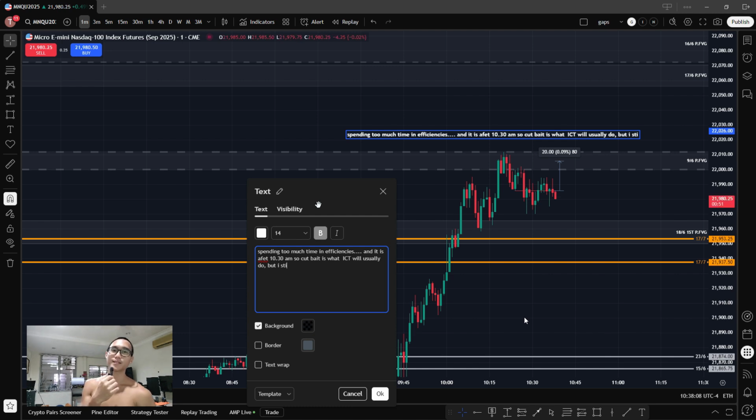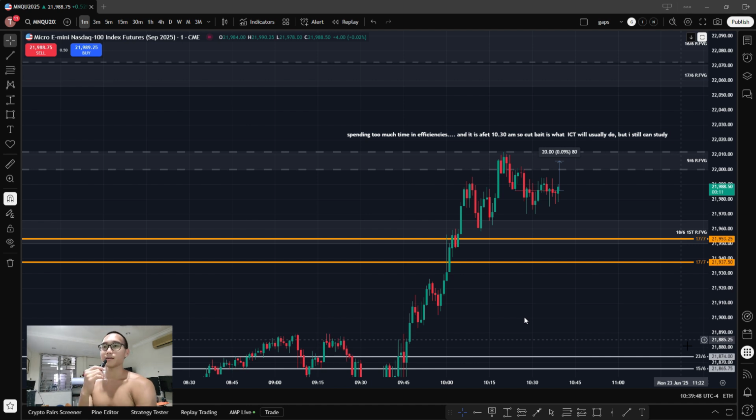Initially it was a low resistance run. That's why I typed that I was spending too much time in inefficiencies. It's after 10:30, so I was planning to cut bait. Cut bait means don't trade anymore, because that's what ICT usually does. But still, I can study, right? So just doing nothing.